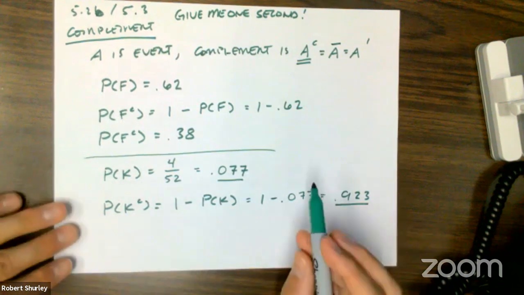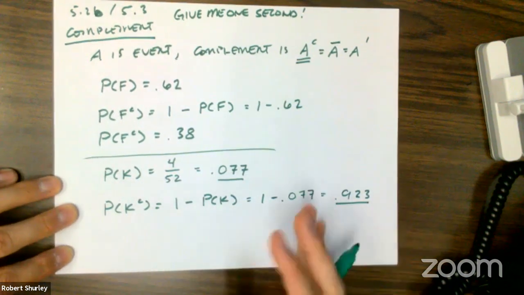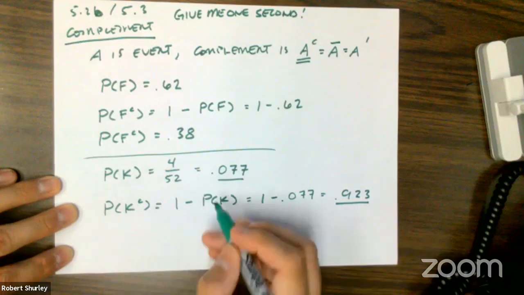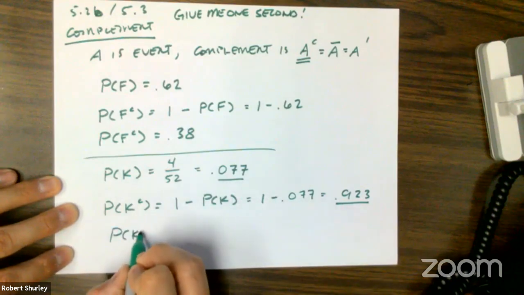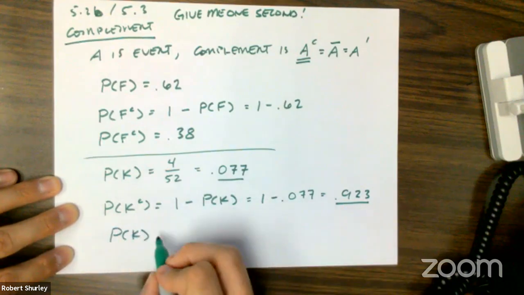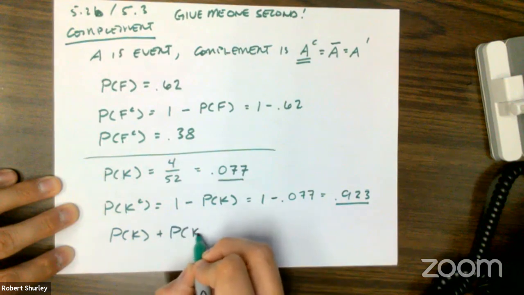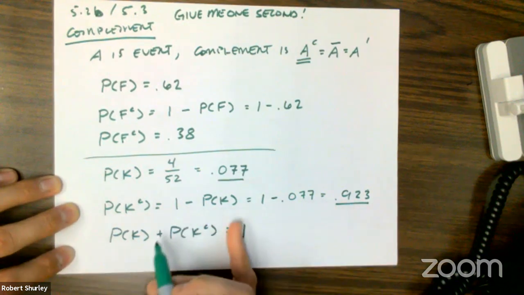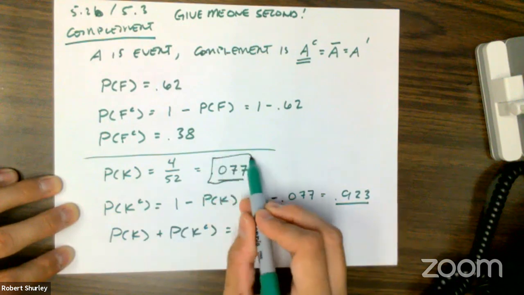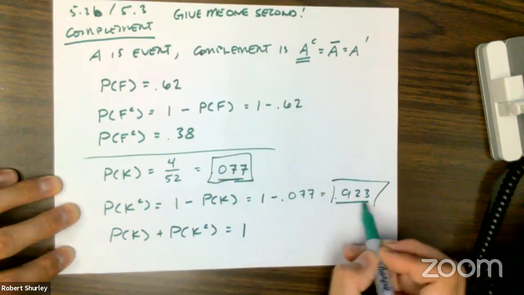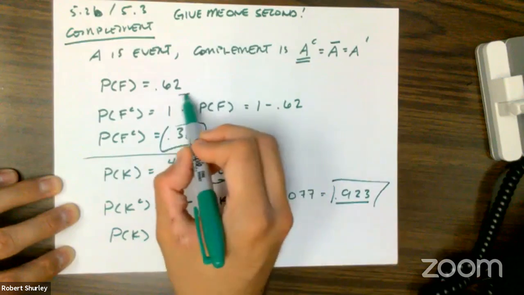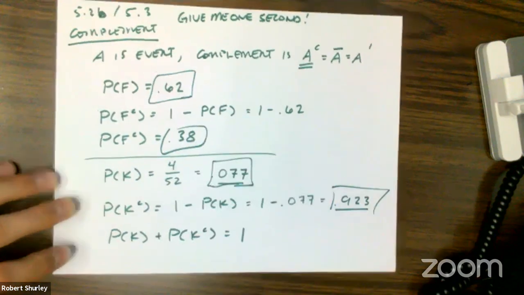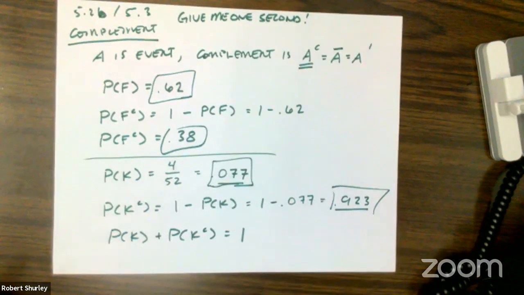And it is important that we realize these complements always add up to 1. So again, if I wanted to write that notationally, the only 2 options we have are drawing a king or not drawing a king, right? And they are always going to add up to 1. Whatever these 2 are, the 2 complements always add up to 1. Same thing here. 0.38 and 0.62, they always add up to 1, okay? Because they're really the only 2 things that can happen.